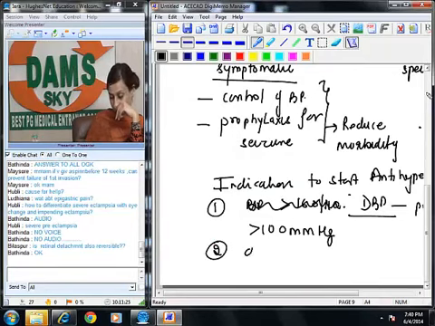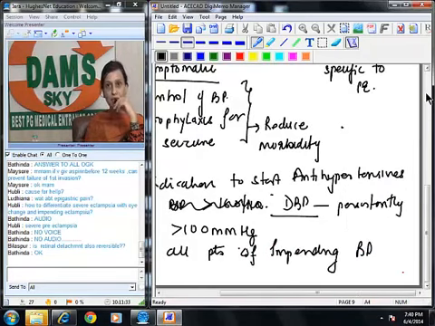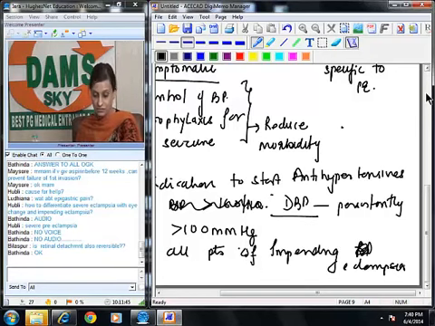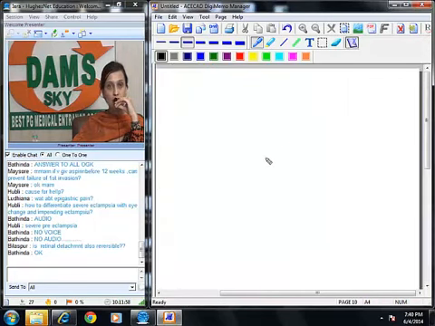The second indication is all patients of impending eclampsia. Irrespective of the blood pressure of the patient, if there is impending eclampsia, it is an indication to start antihypertensive therapy. Now once we say we are going to start antihypertensive therapy, what all should we know? The drugs which can be used for the same. What are the drugs which can be used for control of blood pressure?